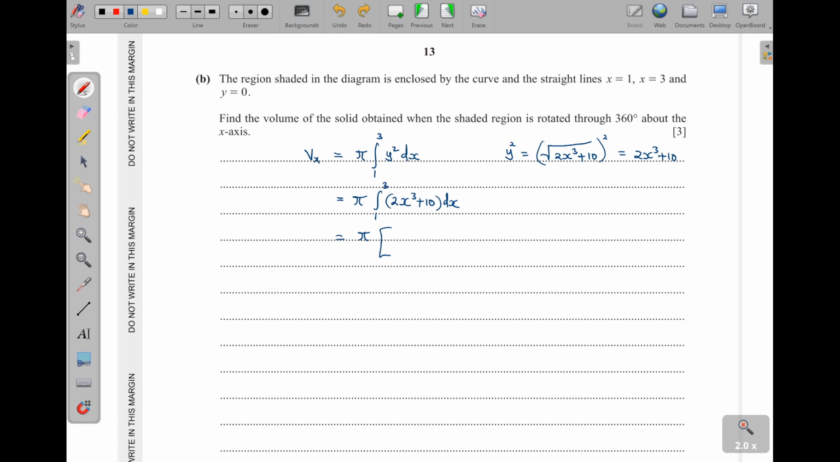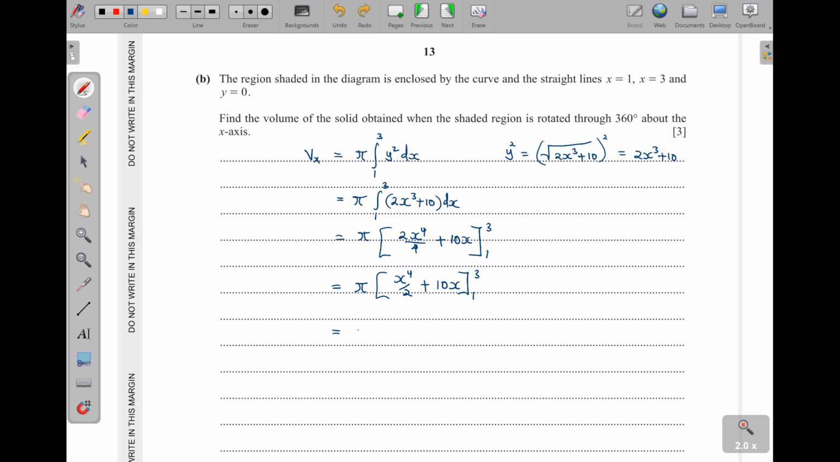So we increase the power by 1, then we divide by the new power. This will be x power 4. So we shall have 2, then x power 4 over 4, plus 10x, evaluated from 1 to 3. Then you have here pi simplified. This one will be x power 4 over 2, plus 10x.